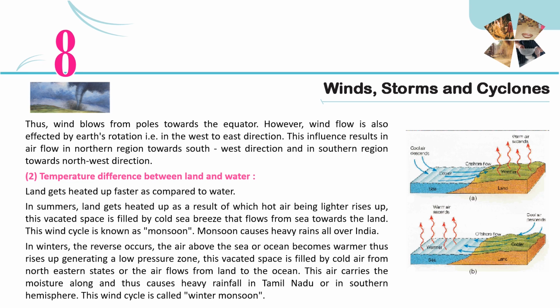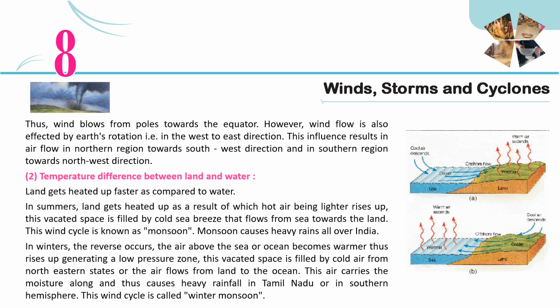However, wind flow is also affected by Earth's rotation in the west to east direction. This influence results in airflow in the northern region towards the southwest direction and in the southern region towards the northwest direction.